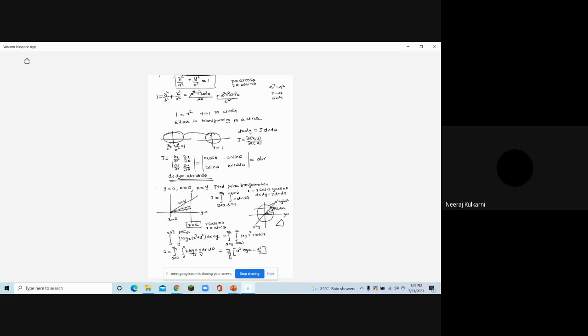Okay? Are you getting the answer? Pi by 4. Everyone? Yes, ma'am. Okay, so no need to solve it. I will be sharing the notes also. In that the simplification is given.